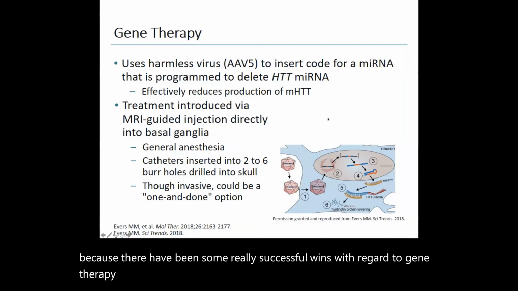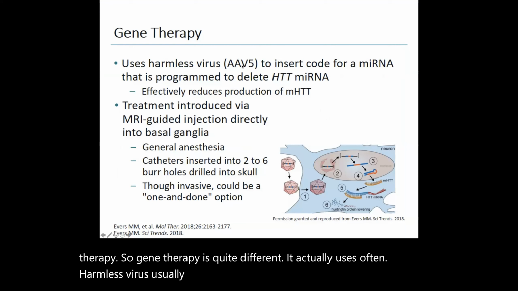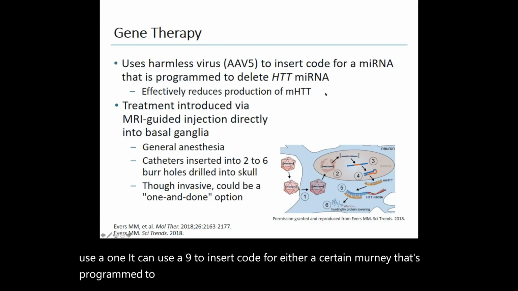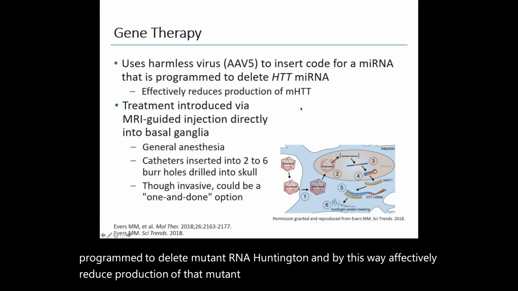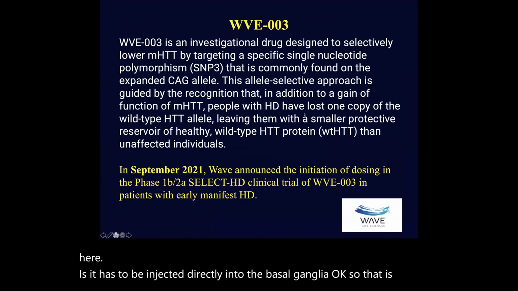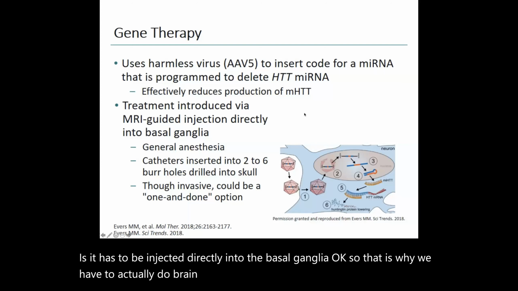So gene therapy is quite different. It actually uses often a harmless virus, usually the adeno-associated virus. It can use AAV5, it can use AAV1, it can use AAV9 to insert code for either a certain mRNA that's programmed to delete mutant RNA Huntington, and by this way, effectively reduce production of that mutant Huntington. The problem here is that it has to be injected directly into the basal ganglia, okay? So that is why we have to actually do brain surgery to accomplish this.